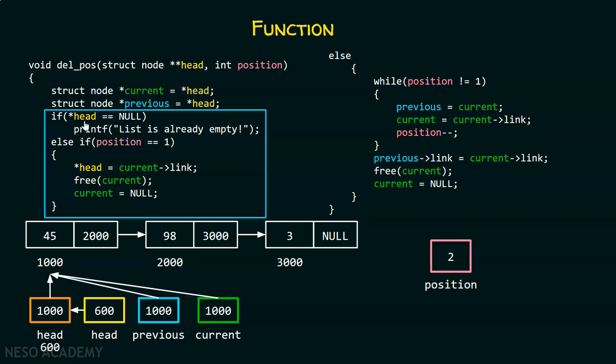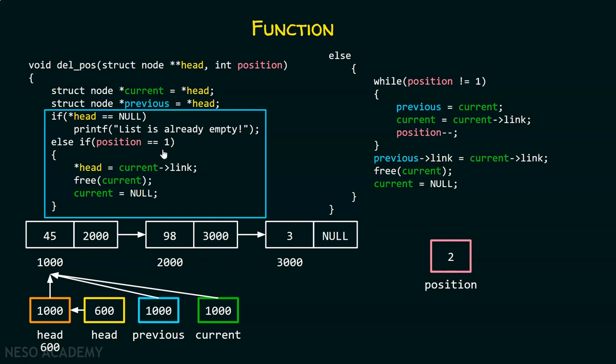Here we are checking, does the head of the main function contain null? No, it is not the case. Therefore, we will not print this message, list is already empty. We know that the list is not empty. It contains the address 1000. And in the next step we are checking, is position equal to 1? We know that position is not 1. But what if position is equal to 1?